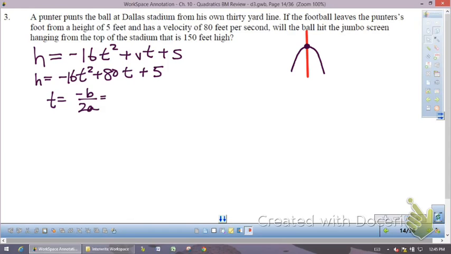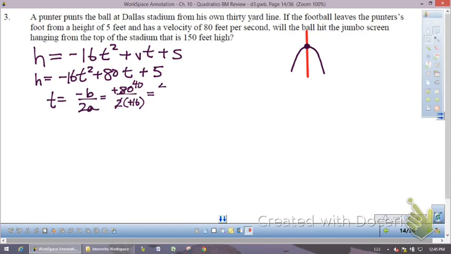Alright, what is the opposite of B this time? Remember, this is A, this is B, and this is C. Negative 80. Negative 80, very good. And 2 times A, what is A? Negative 16. Very good. Now, you guys know that a negative divided by a negative is a positive. Alright. Okay, what do you guys do to reduce this fraction? Does 2 go into 80? Yes. How many times? 40.